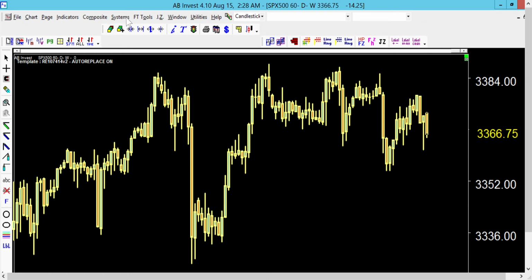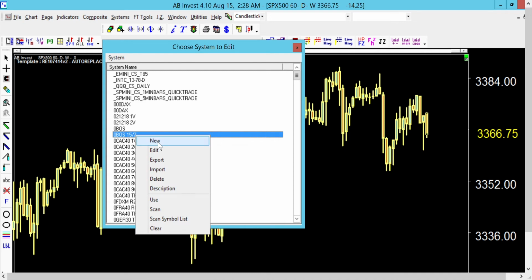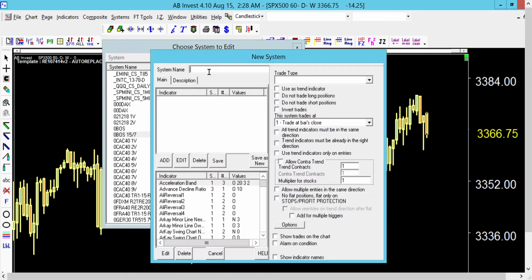So basically you go to systems, you want to create a new one obviously, and let's name it S&P 500 60-minute system. I want to use as an indicator the relative strength index.